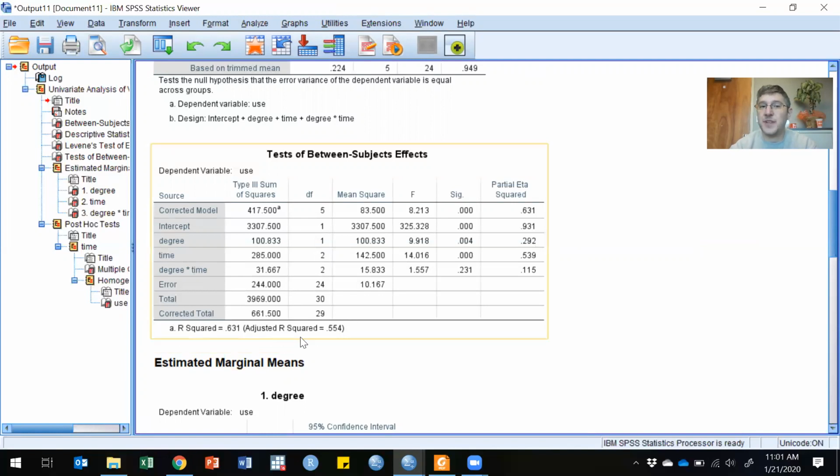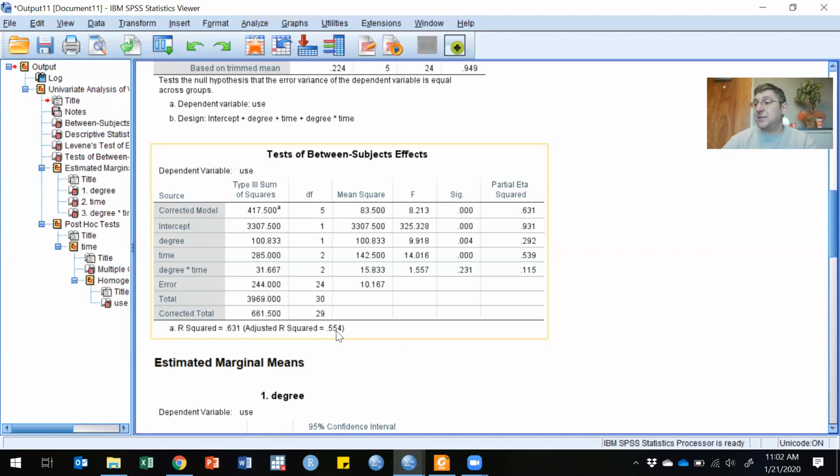So the type of students, whether they're a doctoral or master's student, the time of day, and the interaction between the type of student and the time of day explained around 63% of the variation in computer use time. So this would be an effect for the entire model. There's the overall effect and then an adjusted effect, so probably more like 55% of the variation. This would be eta squared and partial eta squared for the entire model.